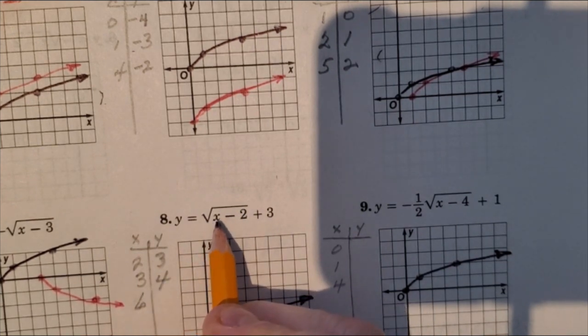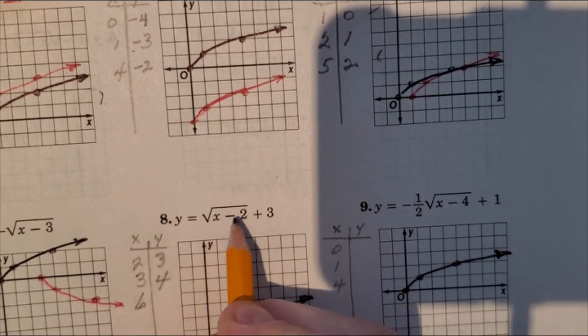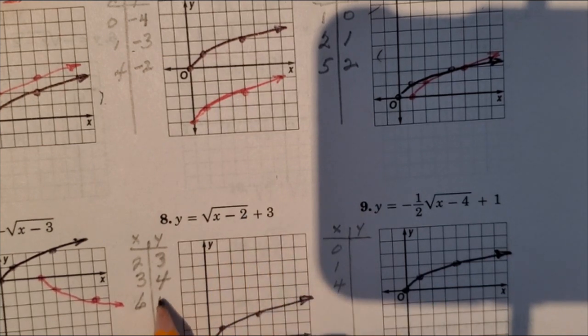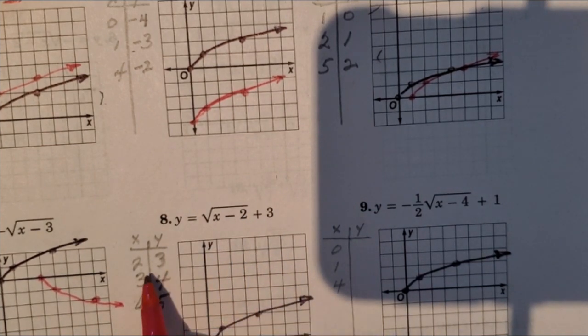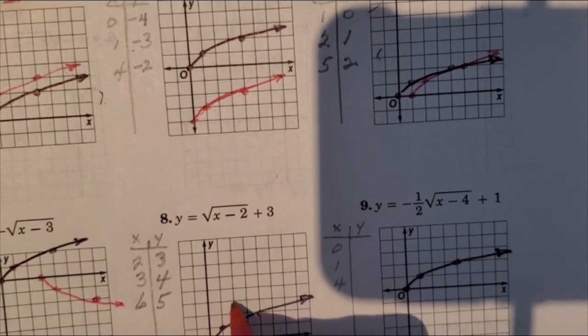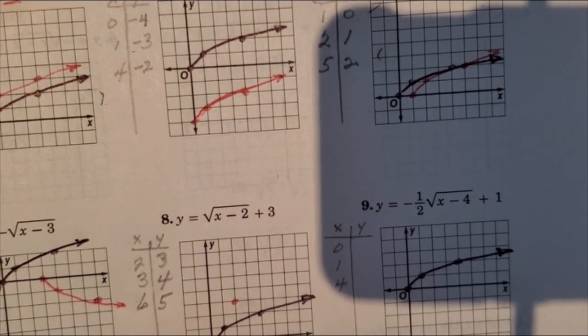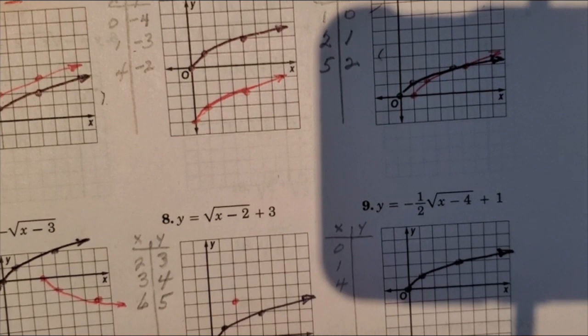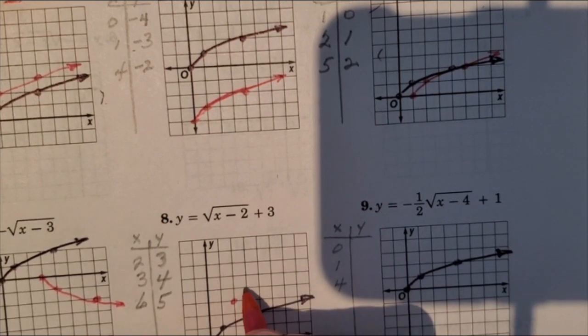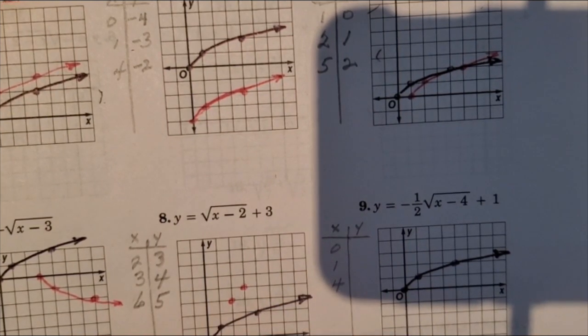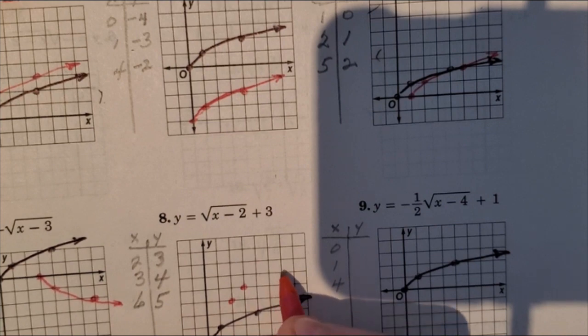I put 6 in for x. 6 minus 2 is 4. The square root of 4 is 2. 2 plus 3 is 5. So now I plot those 3 points. 2, 3, and 3, 4, which is right here. And then 6, 5.